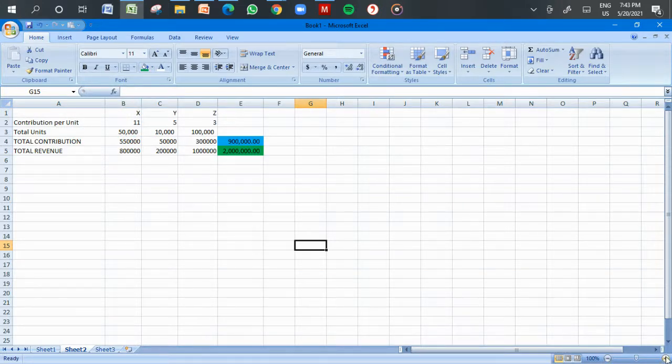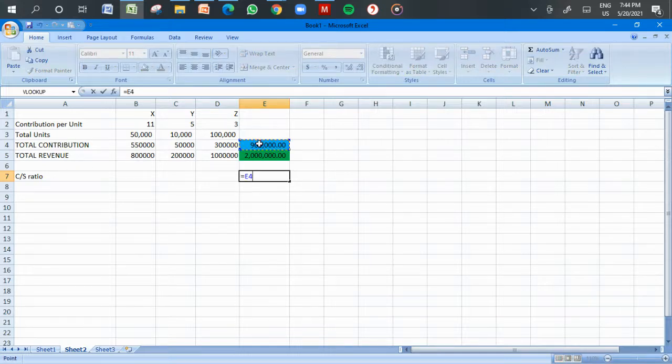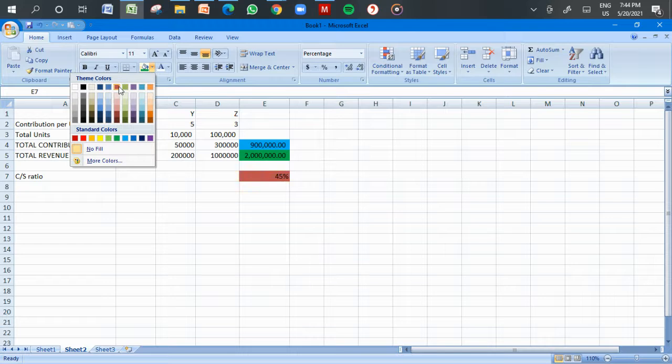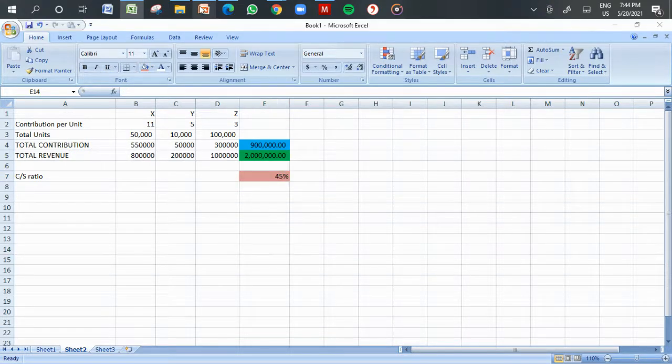Okay, so our contribution to sales ratio becomes the total contribution, which is 900,000, divided by the total revenue, which is 2 million. So our total contribution to sales ratio becomes 45%. Let's just highlight this one in this color. Okay, so that was our requirement number 1.